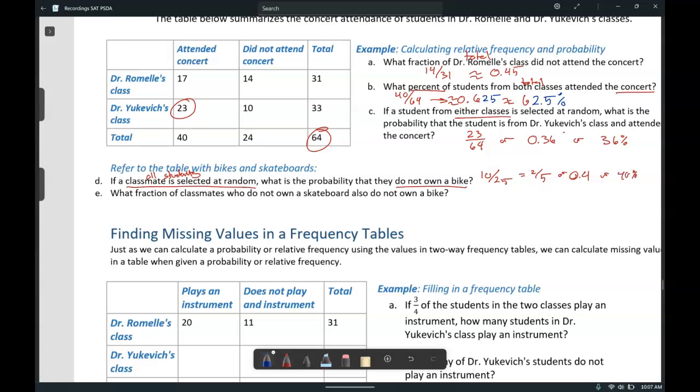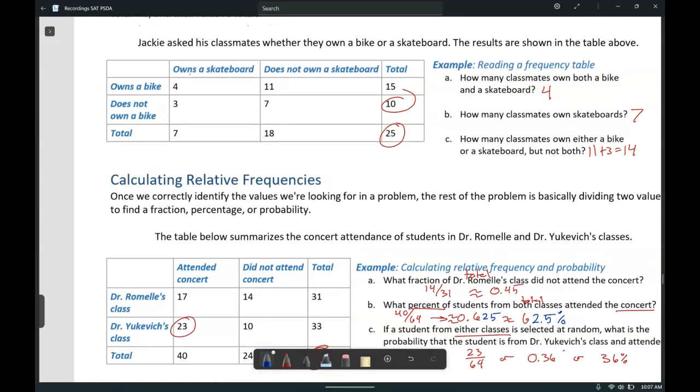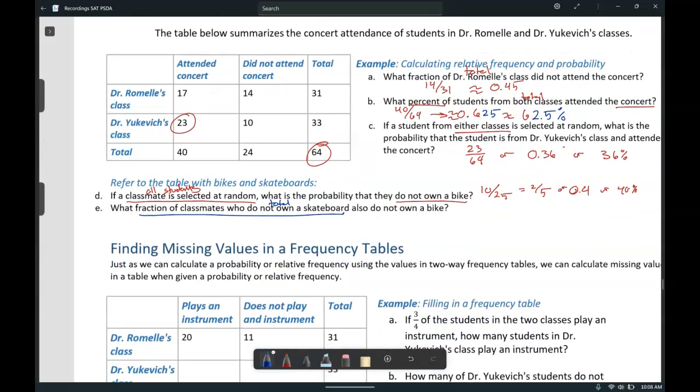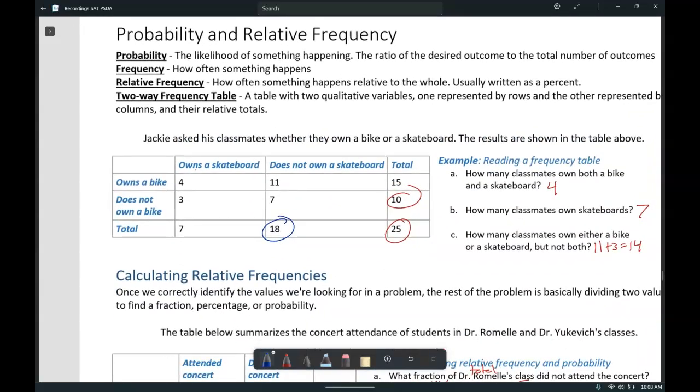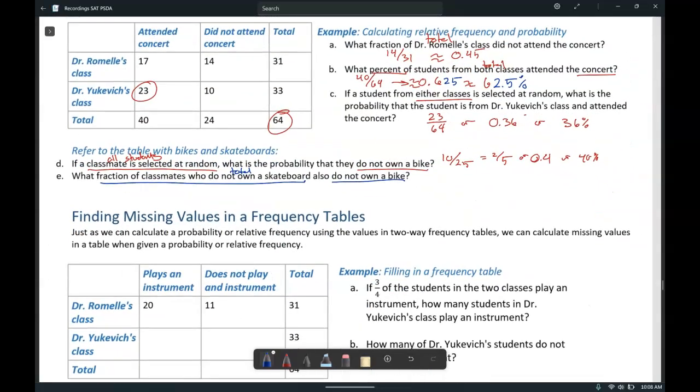What fraction of classmates who do not own a skateboard also do not own a bike? So first we have to look at the total. Our total, those that do not own a skateboard, is these 18 students here. And then the part is, of that group, who does not own a bike? So of these 18 students, 7 of them do not own a bike. So we get our ratio of 7 to 18, which is approximately 0.39, or approximately 39%.